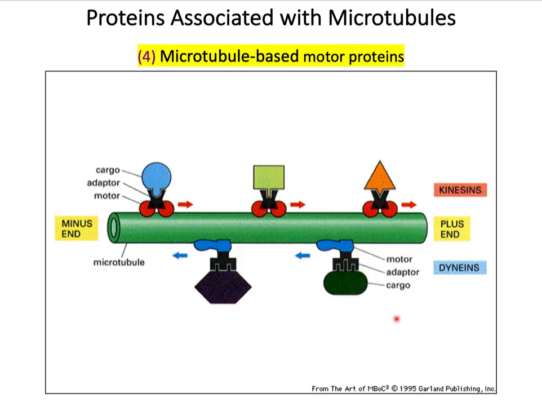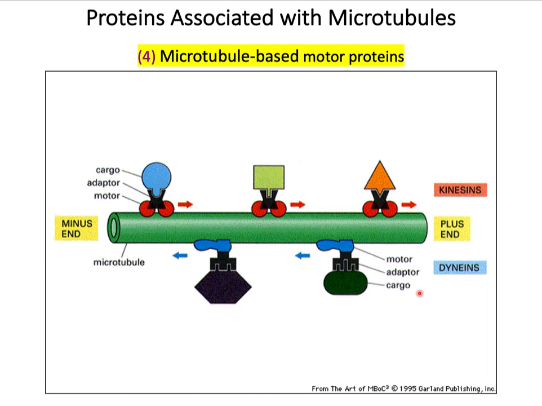So let's move on to the fourth group. These are microtubule-based motor proteins. And you will remember that we talked about motor proteins that associate with actin. We defined a motor protein as one that uses the energy of ATP hydrolysis to move along the filament. In the case of actin, the family of motor proteins is known as myosin, and with the exception of myosin 6, all myosin motor proteins move towards the plus end.